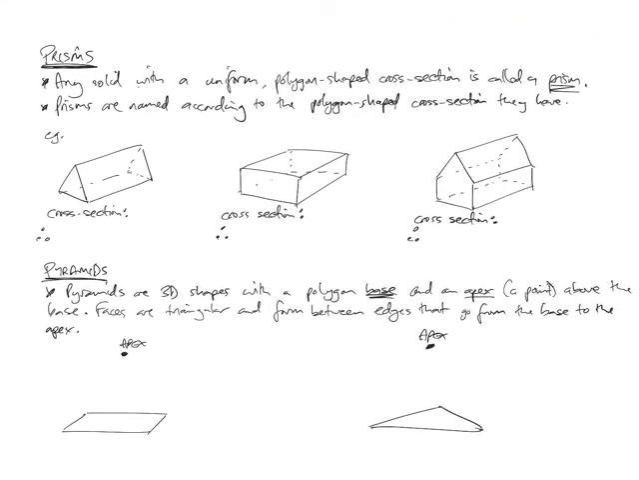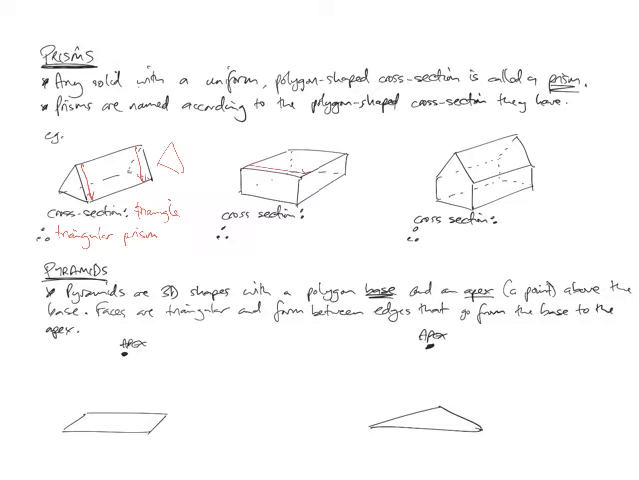Now, why do we have to talk about uniform cross-sections? Because prisms are a special type of polyhedron. Any solid with a uniform polygon-shaped cross-section is called a prism, and they're named according to the polygon-shaped cross-section they have. So if you look at this shape here, if I was to cut down there, for example, the cross-section shape you're going to get out of that is the end triangle. So the cross-section is a triangle. So it's called a triangular prism.